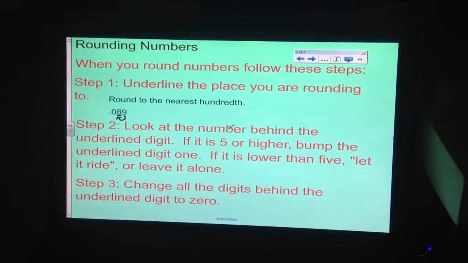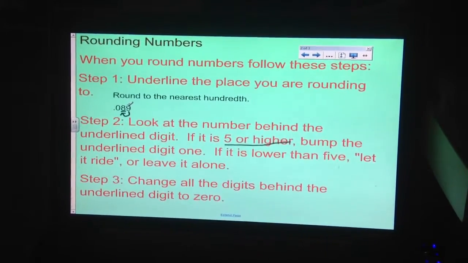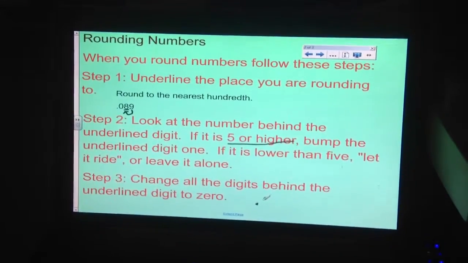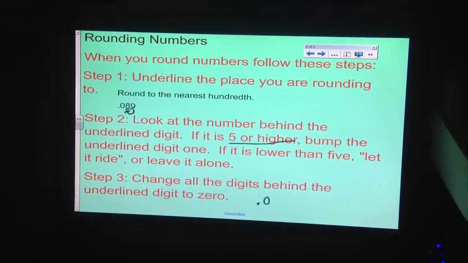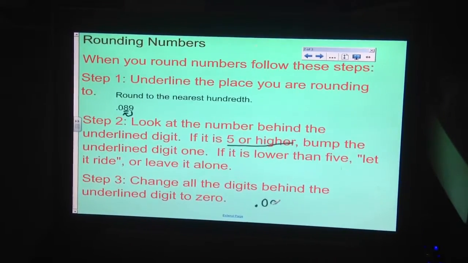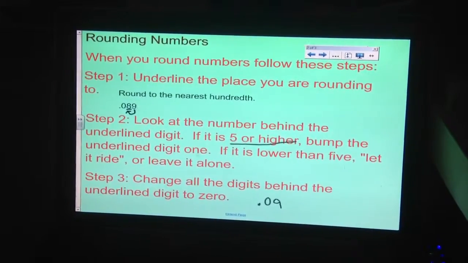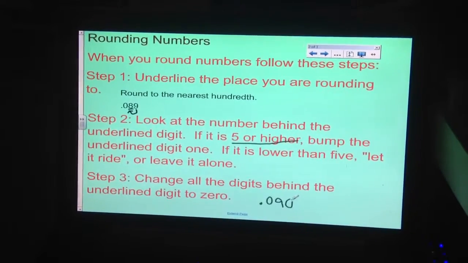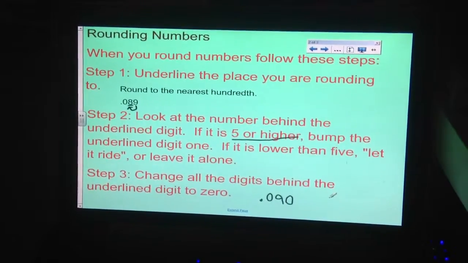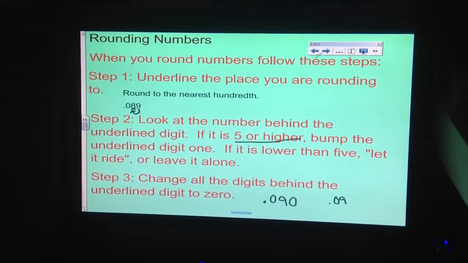The 9 is 5 or higher. So because that's a 9, it's going to tell me to bump that 8 one. So I'm going to go ahead and write everything exactly as it is beforehand. When I get to the underlined digit, I bump it one number, which is going to turn that into a 9. And then everything behind the underlined digit changes to a 0. So that would give us an answer of 9 hundredths. And in fact, because my last 0 is not trapped, I do not even need to include that 0.